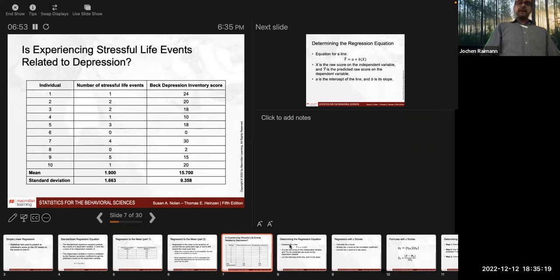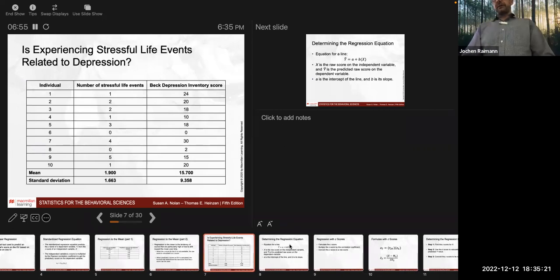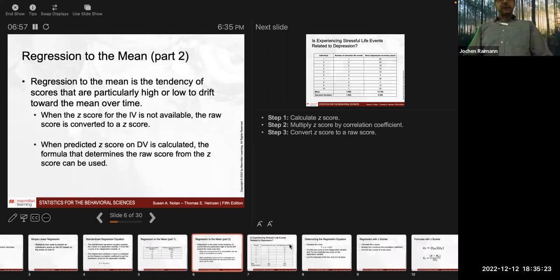Okay, any questions on any of this so far? If not, then we can now get started with our example, and this is bringing all of this into context.